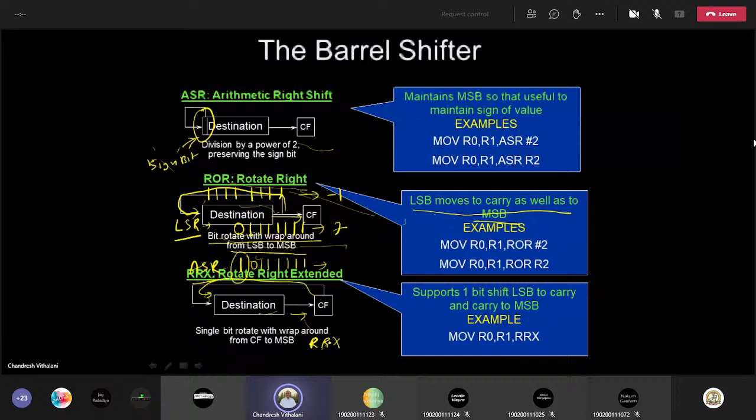Okay, any doubt in this instruction? ASR, ROR, RRX. Okay, if you do not have any doubt, let's discuss a few more instructions.